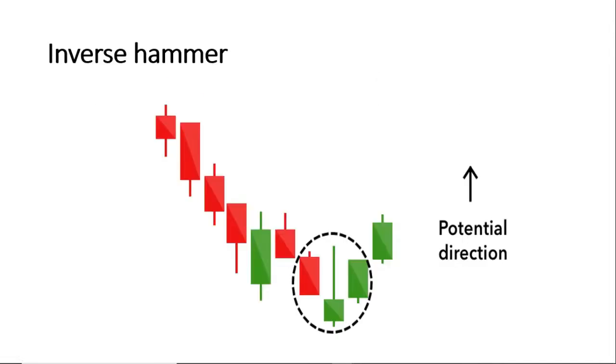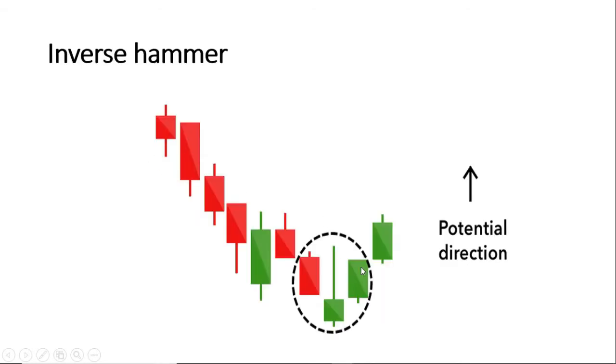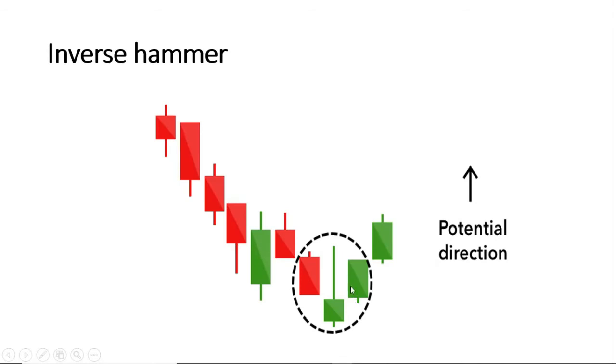Next, we are going to discuss the inverse hammer. A similar bullish pattern is the inverted hammer. The only difference is that the upper wick is long while the lower wick is short. See, the upper wick is long and the lower wick is short with a small body. It indicates a buying pressure followed by a selling pressure that was not strong enough to drive the market price down.